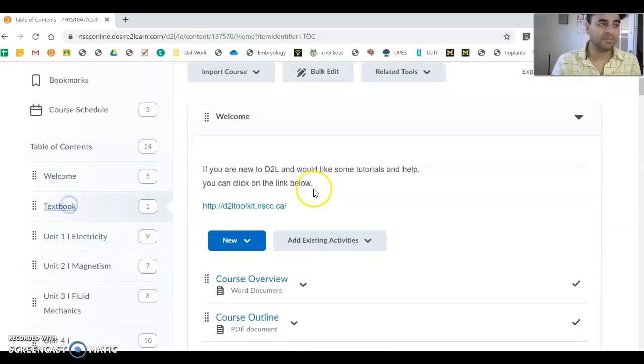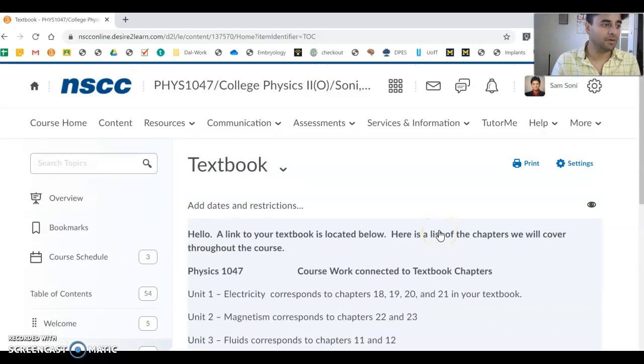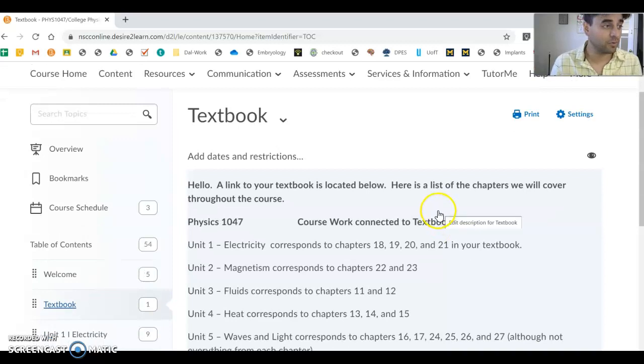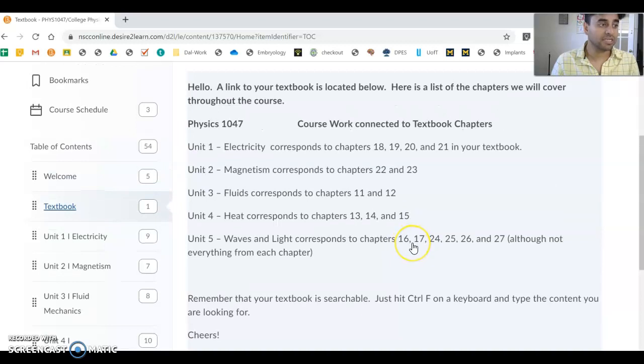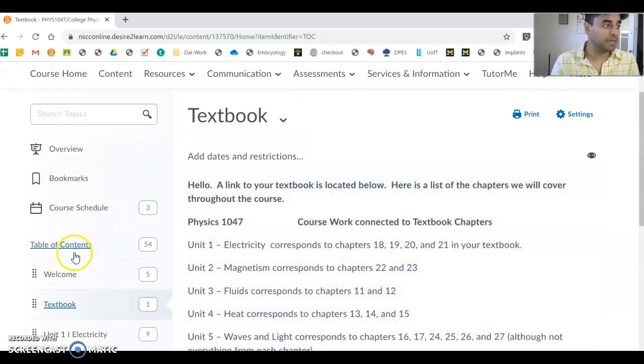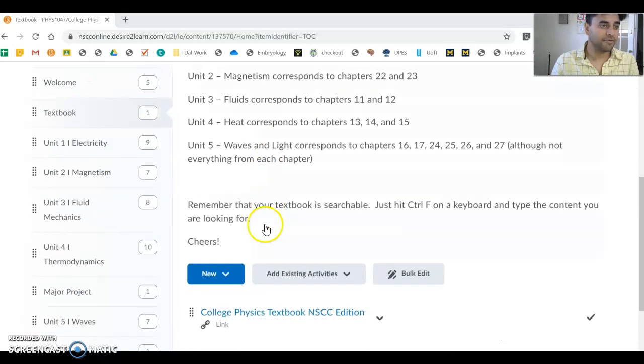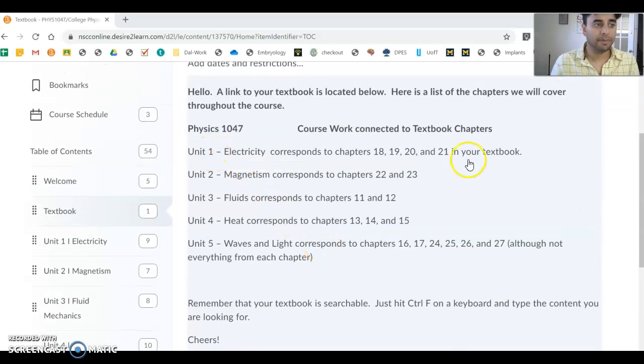Okay, now textbook. We are happy to say, and you might have seen it in the previous course already, that we use an open source textbook. So yeah, the link is given right here. Okay, so if you click on this, it is an SCC edition of this open source textbook, and we will be dealing with these units.